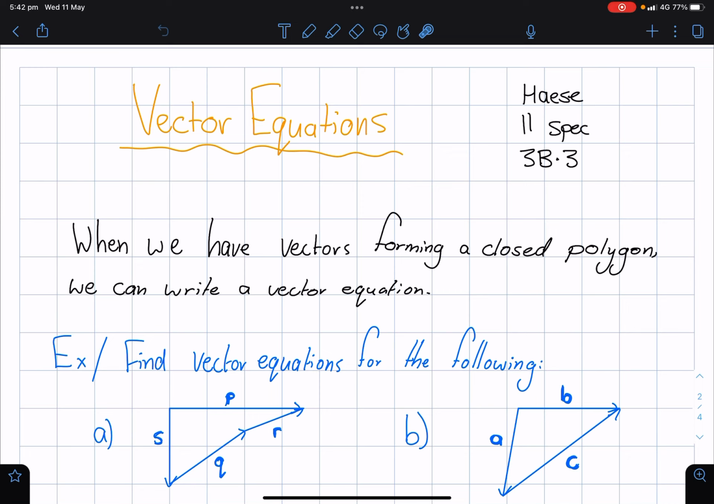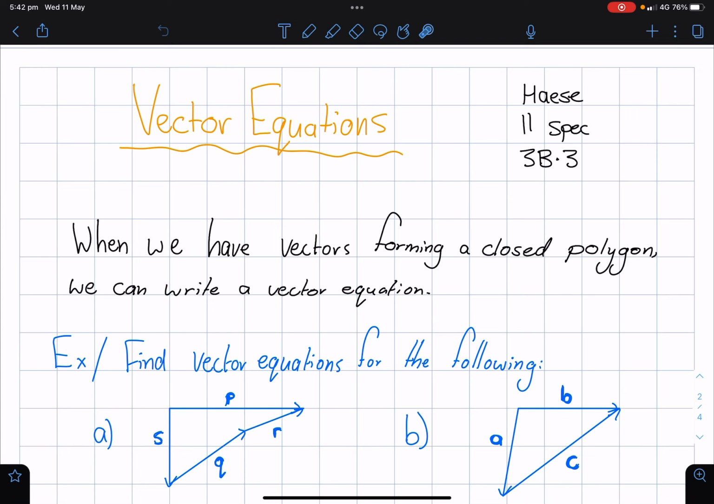So we are actually going to be looking now at vector equations. So we've done a bit of work with the zero vector, adding vectors, subtracting vectors, and we know what all of that means now. So now we're going to start looking at diagrams and then putting those diagrams into vector equations that we can then use algebra with. So when we have vectors forming a closed polygon, we can write a vector equation. So any closed polygon formed by vectors, we can write a vector equation.